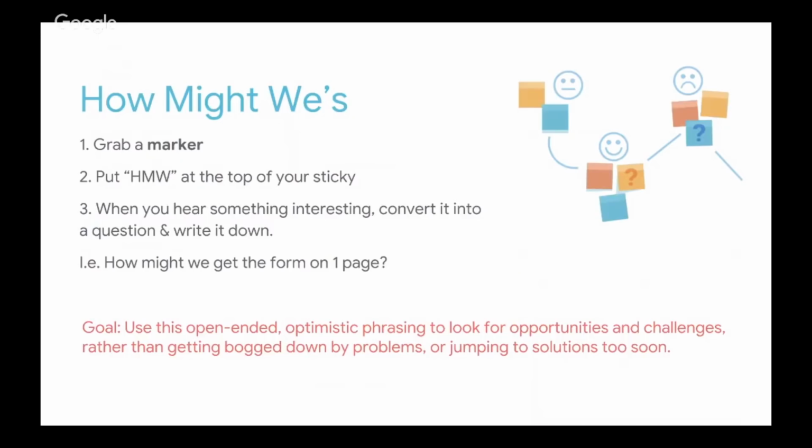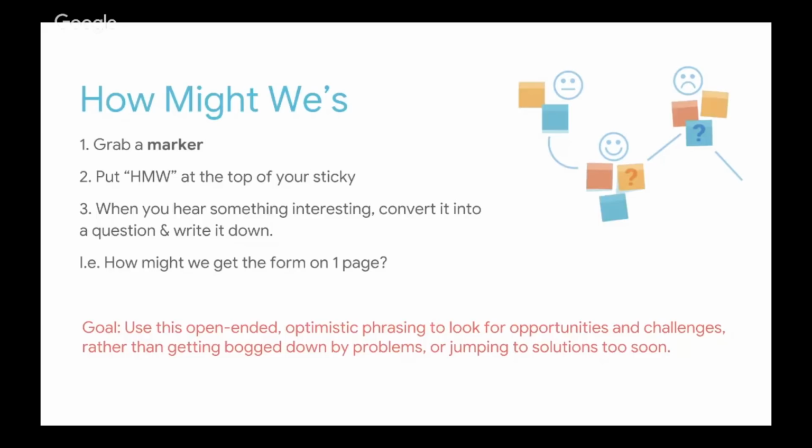I wanted to go a little bit more in depth into some of the activities that we do in design sprints that you might not be familiar with. So the first, as I mentioned, is called How Might We's. The goal of How Might We's is, instead of writing down just ideas, to frame it in this idea of open-ended and optimistic, so that you're looking for opportunities and challenges rather than getting bogged down by problems or jumping to solutions too soon.